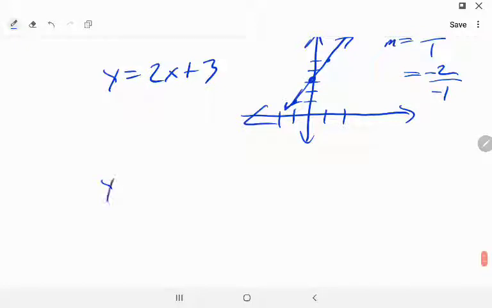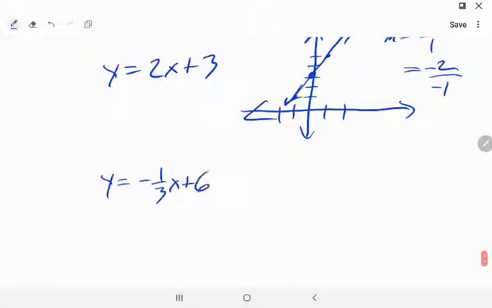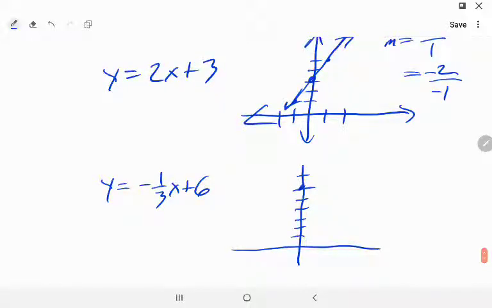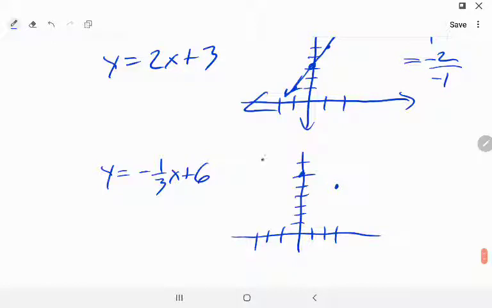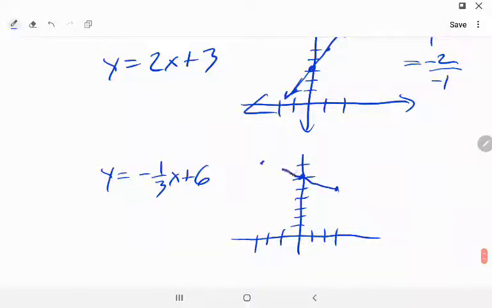Then we have to be careful. If we had y equals negative 1/3 x plus 6, we notice that our y-intercept would be at (0, 6). And now we can either go down 1, over 3, or up 1, back 3. And so again, we get that straight line, and again we notice that a positive slope goes up as we move from left to right, negative slope goes down as we move from left to right.